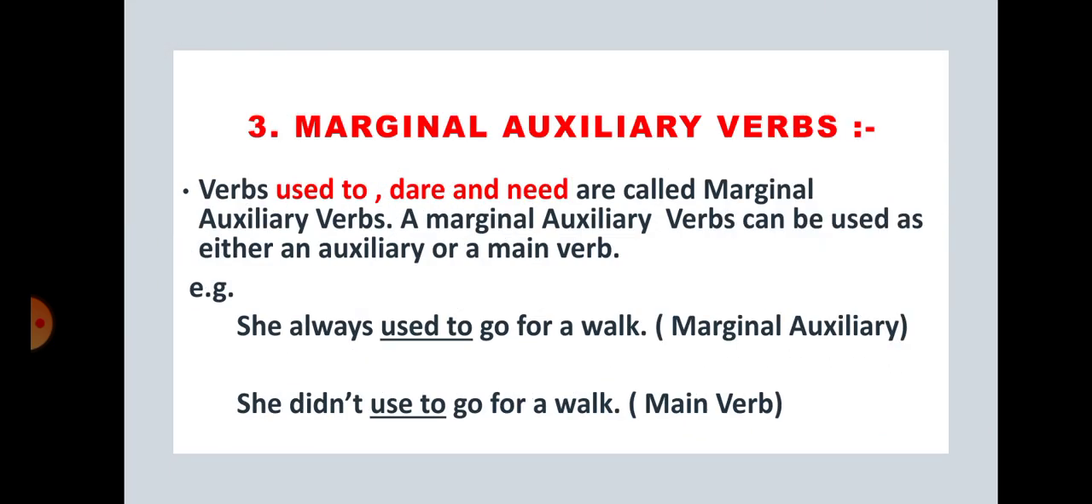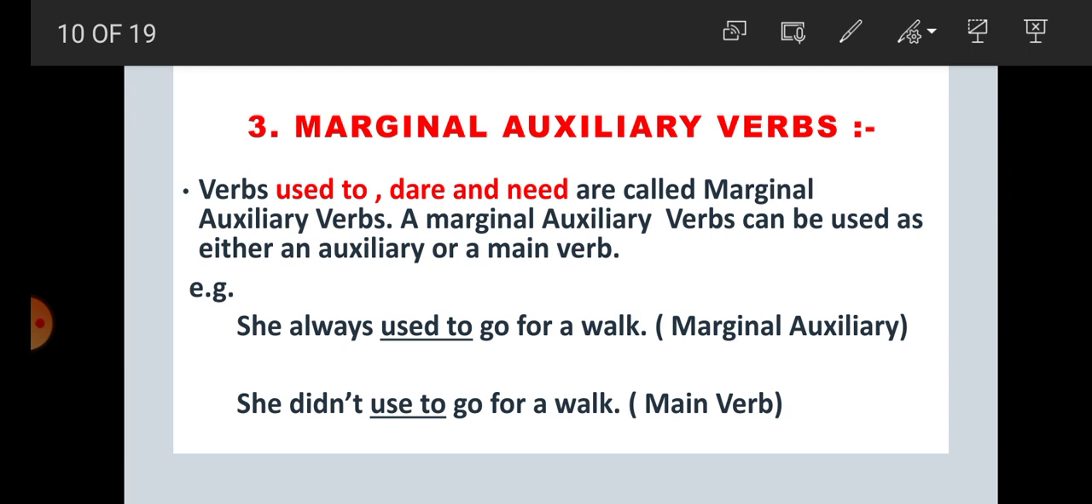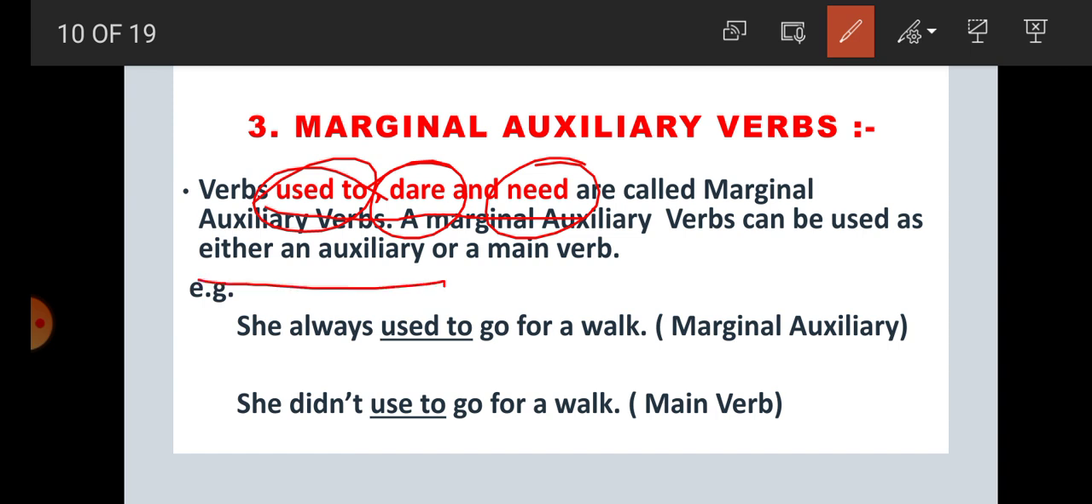Now the third one is here, students. The verbs used to, dare and need are called marginal auxiliary verbs. Used to, number one, dare and need. Why are they called marginal auxiliary verbs? They are called marginal auxiliaries because these can be used as either an auxiliary or a main verb. They can be used both as auxiliary and main verb.